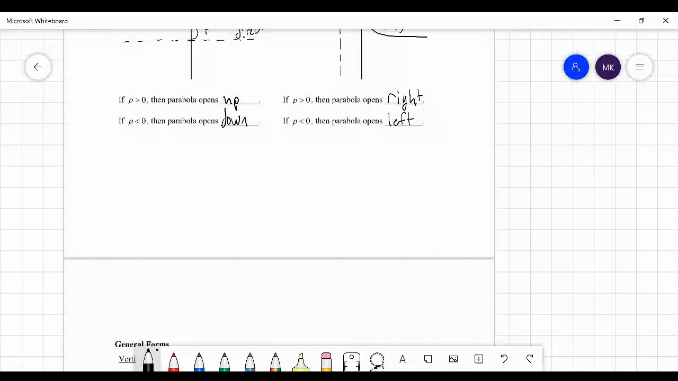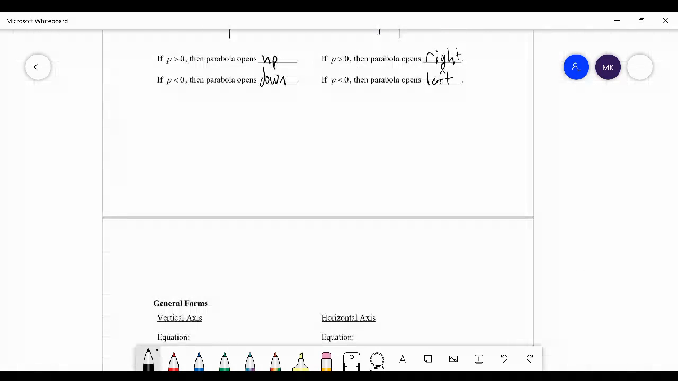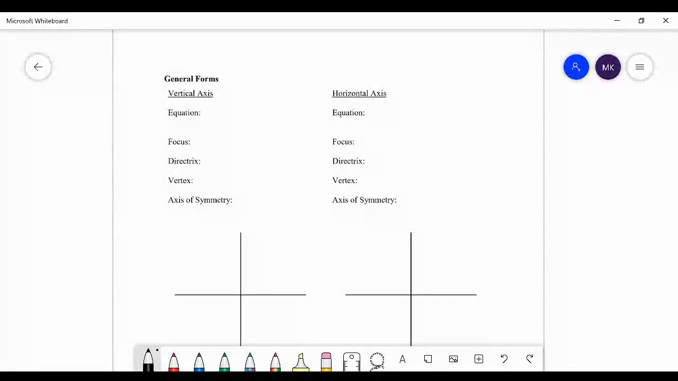But these were all very simple parabolas that have their vertex at the origin. But we know that's a very limited set of parabolas. So I want to expand these to get some general forms of these parabolas that have their vertex not at the origin. And so what we're doing here is very simply some vertical and horizontal translations, some shifts.